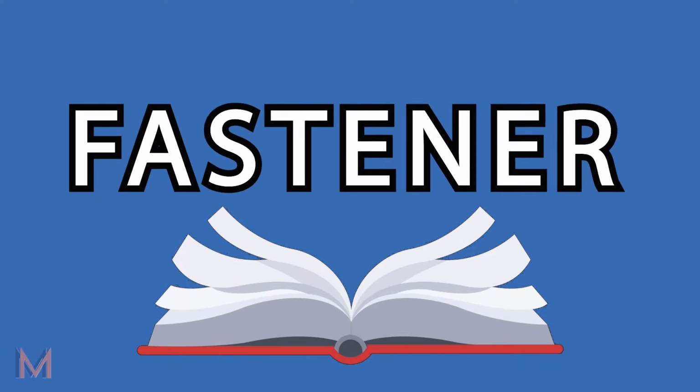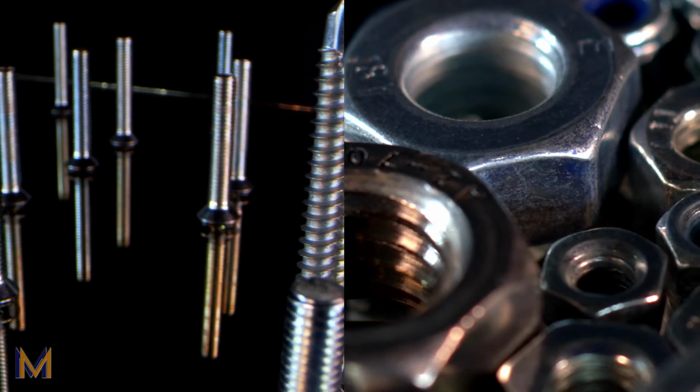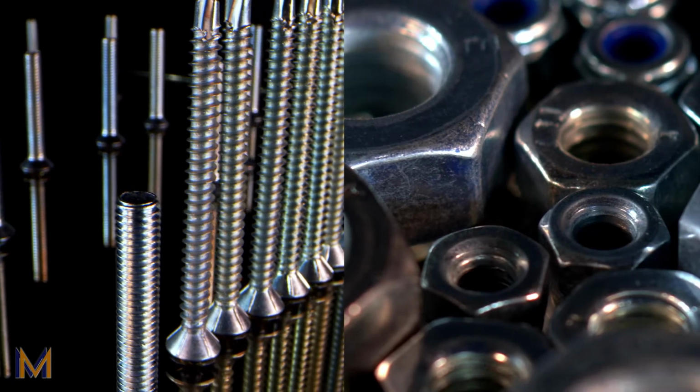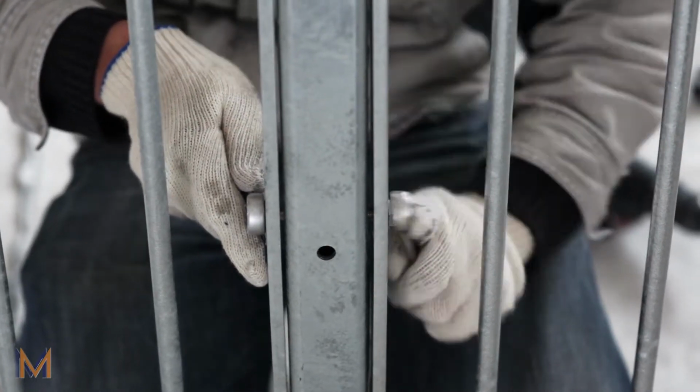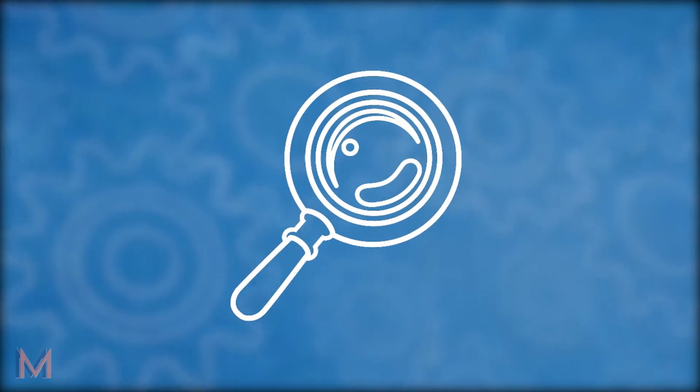The term fastener encompasses a fairly broad category of tools, such as screws, nuts, and bolts, that share a common purpose: to mechanically hold objects together. Let's look at bolts a bit deeper.